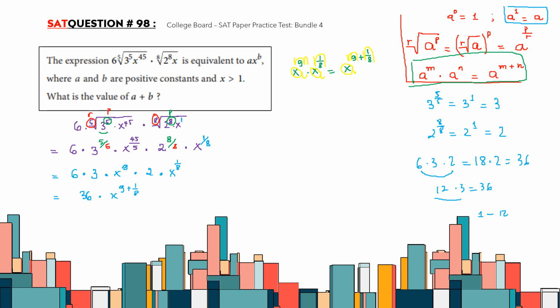Now continue. Our problem says it is equivalent to a times x to the power of b, so let's set it right here: a times x to the power b. This is our a, our x, and this is our b. So a plus b is what they're asking. So a is 36, plus 9 plus 1 over a.